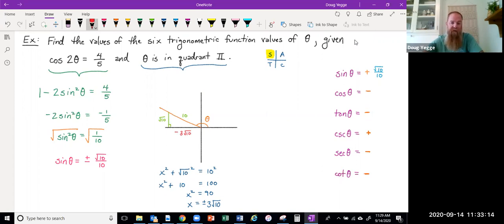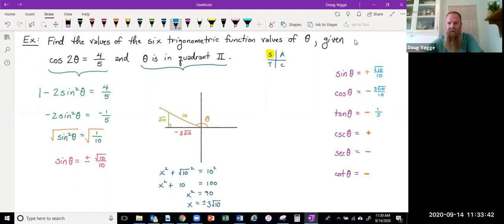And we're ready to just start filling in our gaps here. So we know the cosine of theta is the x value over r, so negative 3 root 10 over 10. We know tangent of theta is opposite over adjacent, so I know that that's root 10 over negative 3 root 10, and the root 10s cancel. So we're left with negative 1/3.